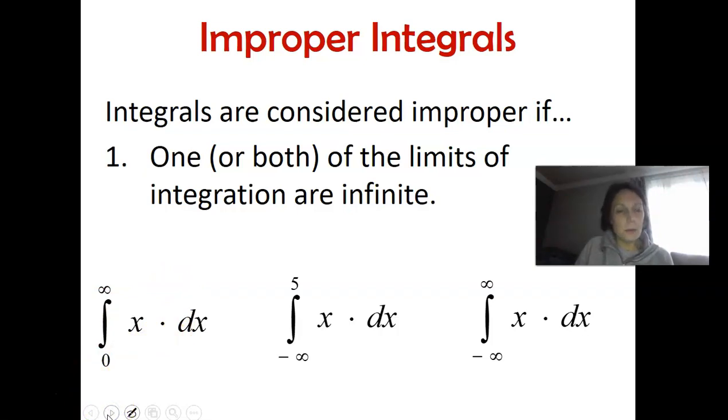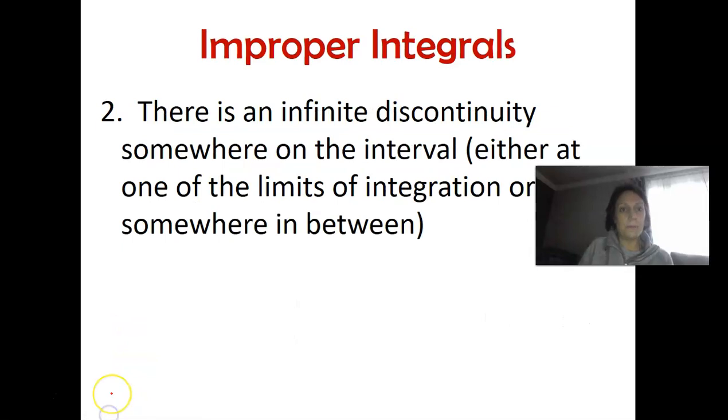The other way for an integral to be improper is to have a discontinuity, specifically an infinite discontinuity, somewhere on the interval. We've talked about this before, and I have said to you many times, you can't integrate over a discontinuity. If you have the function 1 over x, you can integrate from 1 to 7, but you can't integrate from 0 to 7 because there's an infinite discontinuity at 0. You can't integrate from negative 7 to 7 because there's an infinite discontinuity on that interval. So you can't have any infinite discontinuities involved in any way in an integral. If you do, it's considered improper.